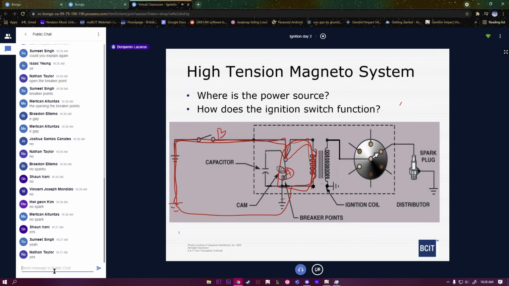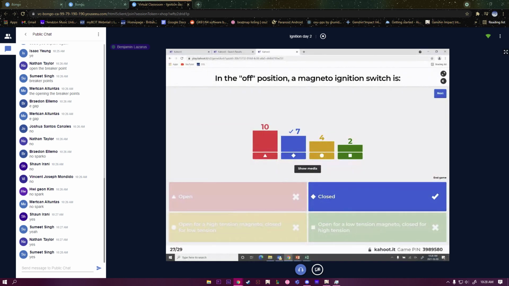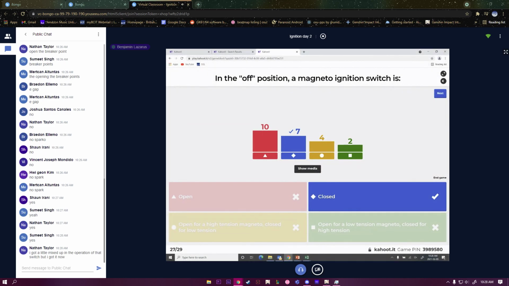Does that make sense? Most of you folks are still getting this wrong, so I don't know what I'm missing. Closing that switch makes my breaker points useless. And if I don't have breaker points, I'm never going to get a spark. All right. A lot of people seem to be mixed up on the operation of that switch in a battery ignition system.